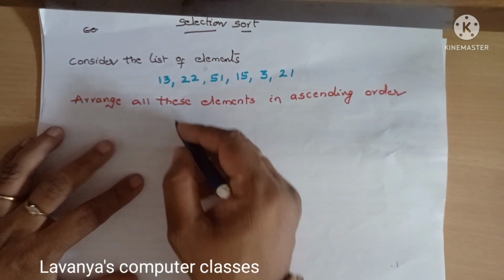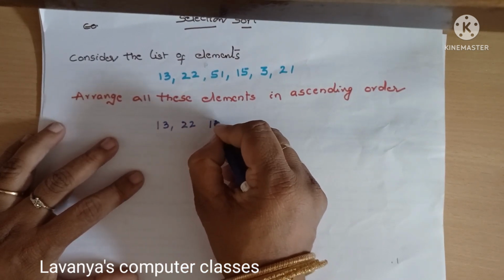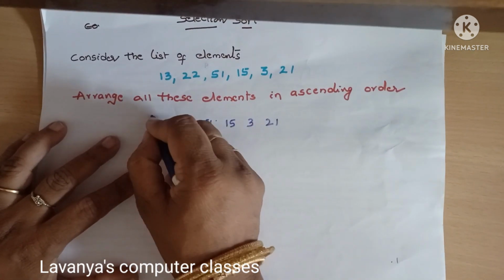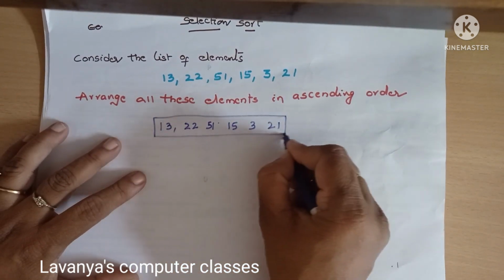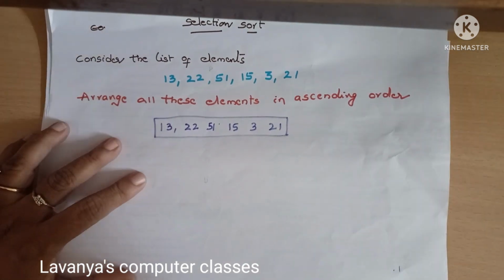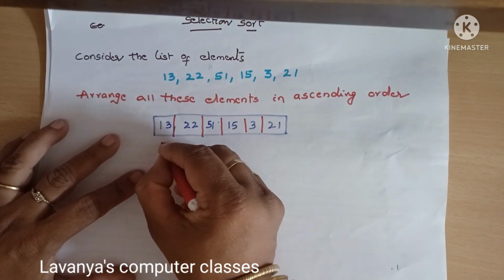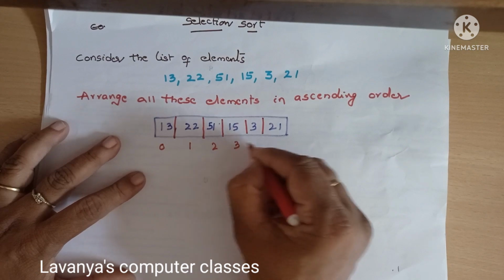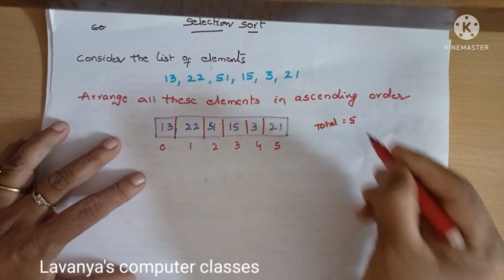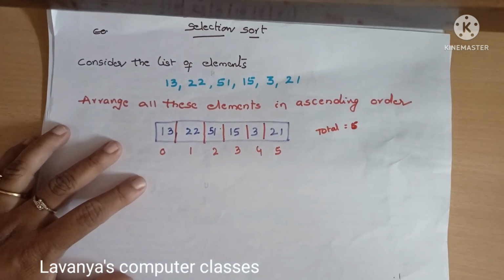Now we go for the method. First, take all these elements in array format. An array always starts with the 0th position: 0, 1, 2, 3, 4, 5. Total elements are 6, but since an array always starts with 0, the positions are 0 to 5. Now we start the procedure.